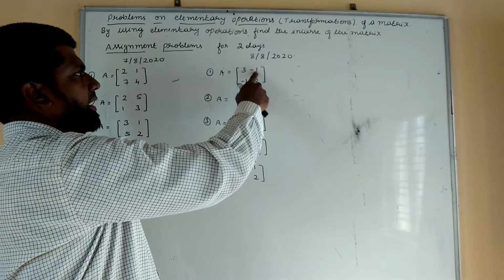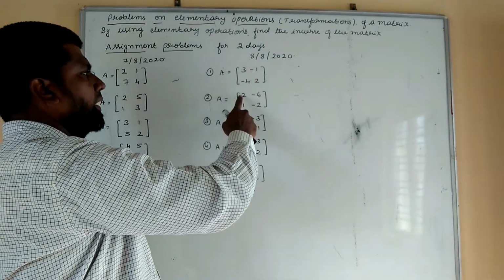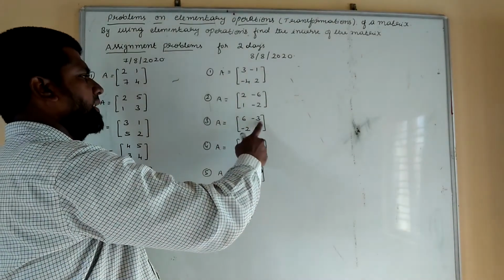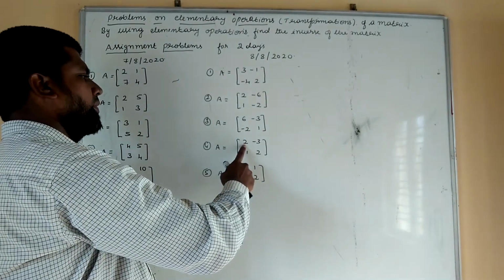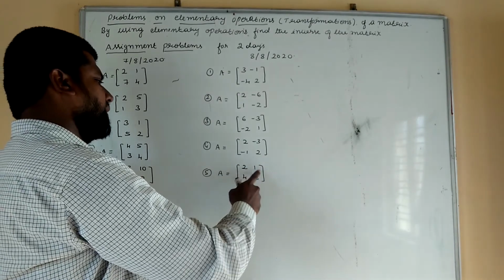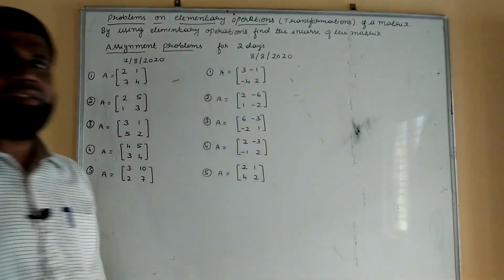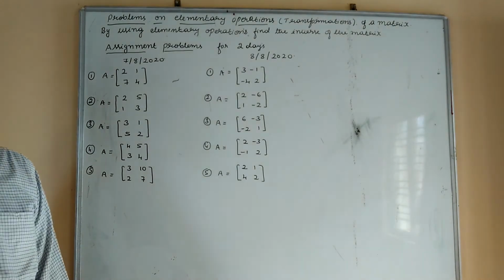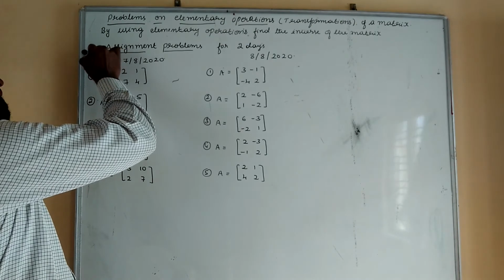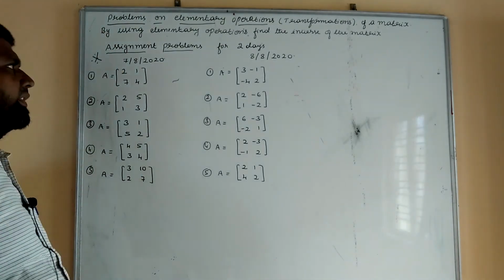The first is 3 minus 1 minus 4 2. Second is 2 minus 6 1 minus 2. Third is 6 minus 3 minus 2 1. Then the fourth problem is 2 minus 3 minus 1 2. Then the fifth problem is 2 1 4 2. You have to solve these 10 problems. These are very important problems for your annual examination. Compulsory, one question will be for 3 marks.